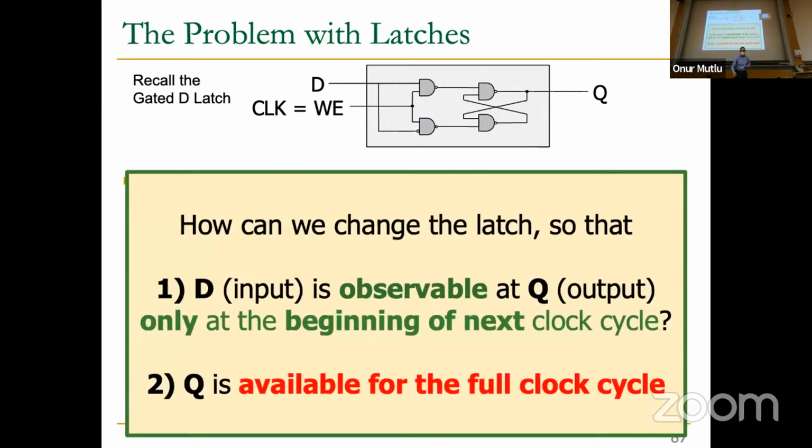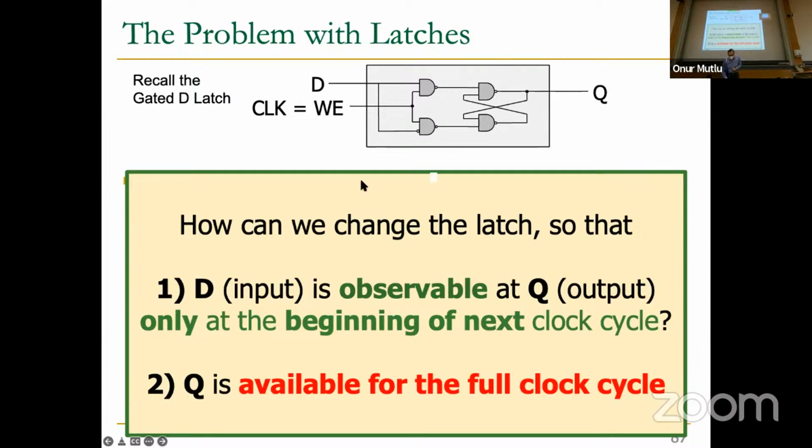The question is, how can we change the latch so that we create a desirable element with the properties that we want? What are the properties again? The input, or D, is observable at Q, the output, only at the beginning of the next clock cycle. Basically, you store Q equals D only at the rising edge of the clock, when the clock is going from 0 to 1. And Q, meaning the output of the state register, is available for the full clock cycle without changing.